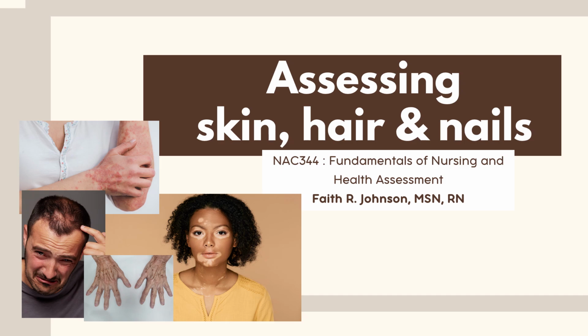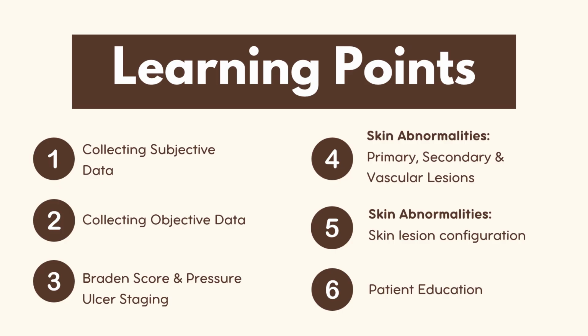We're going to learn about assessing skin, hair, and nails. During this presentation, you'll learn several different points regarding this topic. So we're going to learn how to collect subjective data, objective data, learn about the Braden score and pressure ulcer staging, different types of skin abnormalities such as primary, secondary, and vascular lesions, and then also what those lesion configurations mean. And lastly, about patient education.